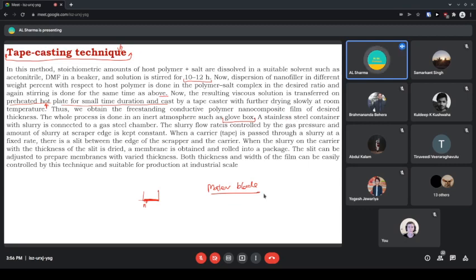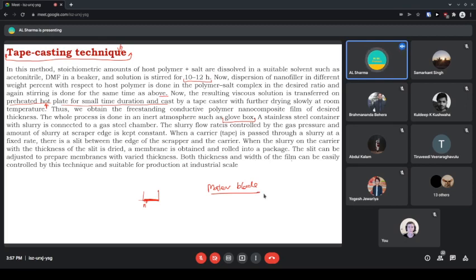A stainless steel container with slurry is connected to a gas steel chamber. The slurry flow rate is controlled by the gas pressure, and the amount of slurry at the scraper is kept constant. When a carrier is passed through the slurry at a fixed rate, there is a slit between the edge of the scraper and the carrier. When the slurry on the carrier with the thickness of the slit is dried, a membrane is obtained and rolled into a package. The slit can be adjusted to prepare membranes with varied thickness.